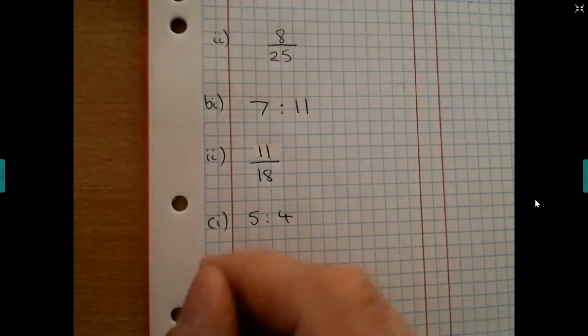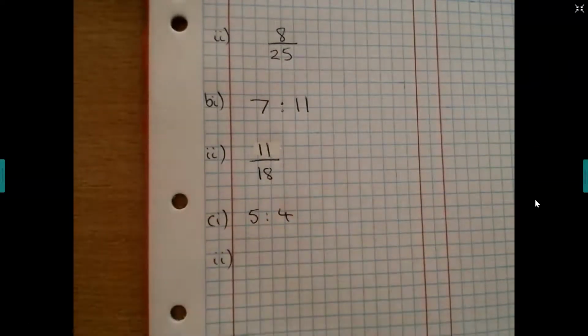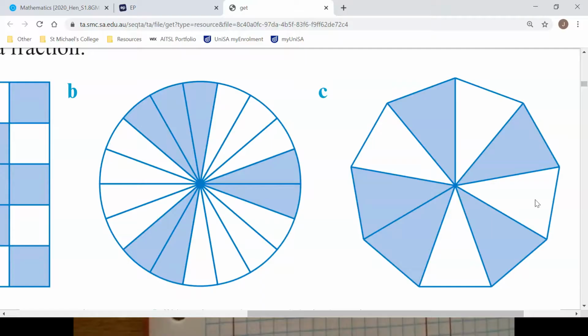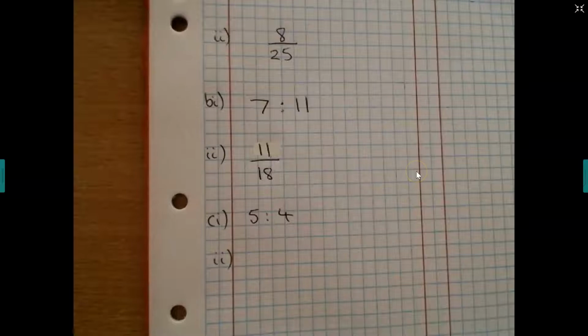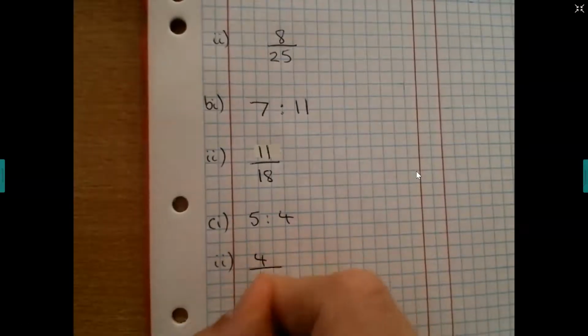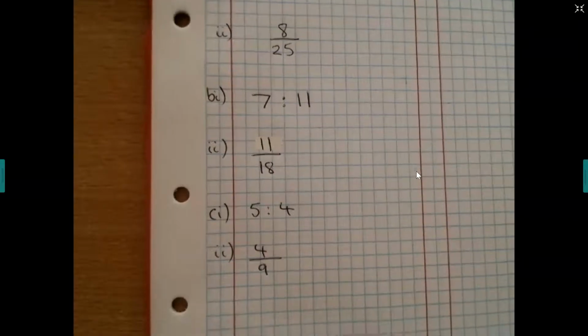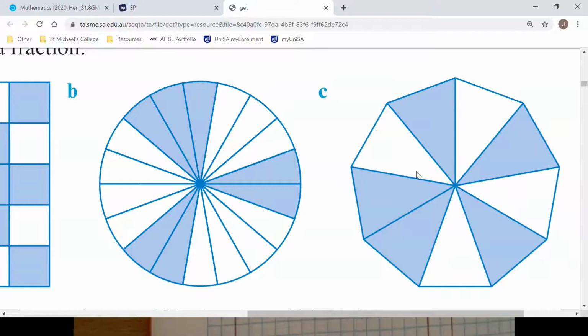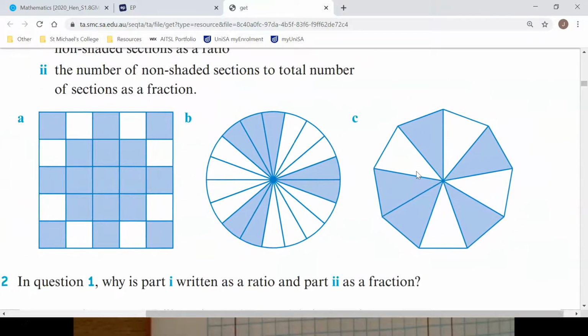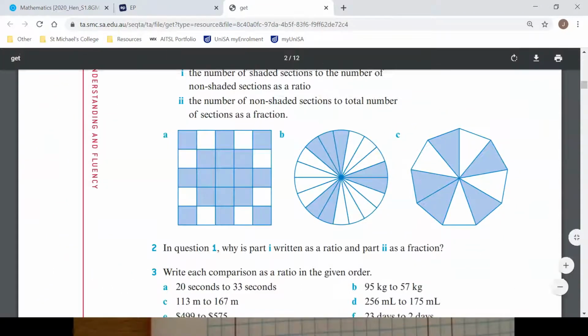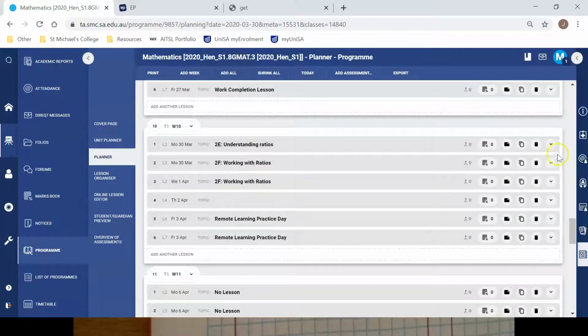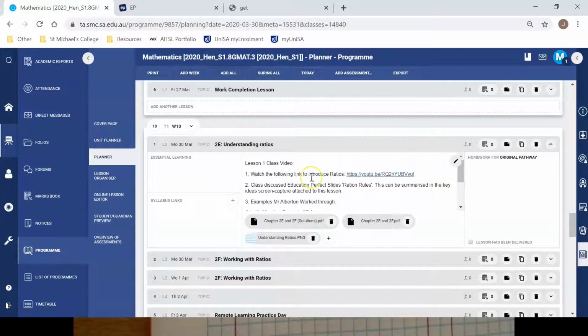And then part 2, we want non-shaded to total number. So non-shaded, 1, 2, 3, 4 over the total amount, which was 9. 4 over 9. So any questions about any of those? Alright, continuing on to the next one that I want to go through. Sorry, we might just quickly watch this video.